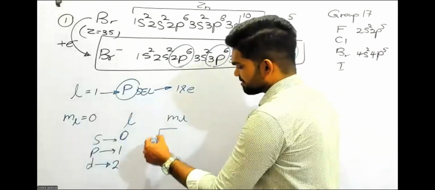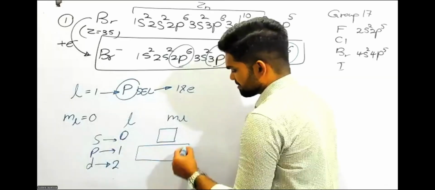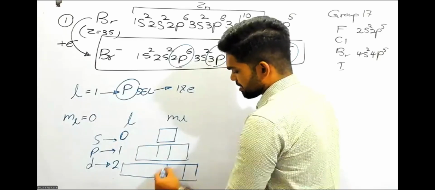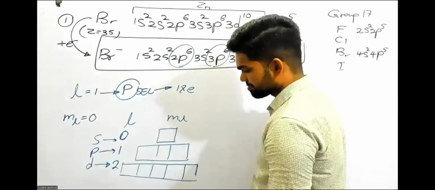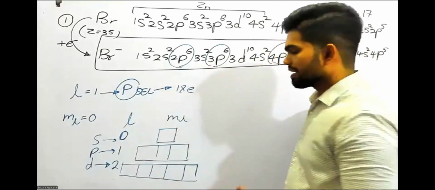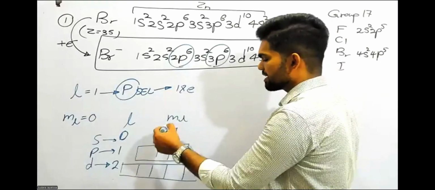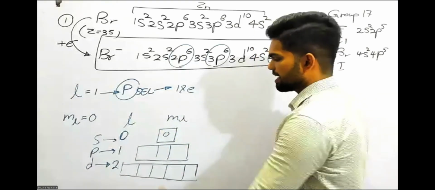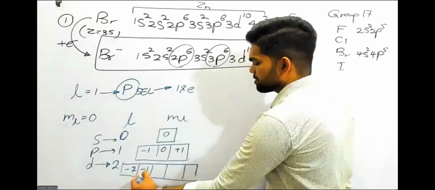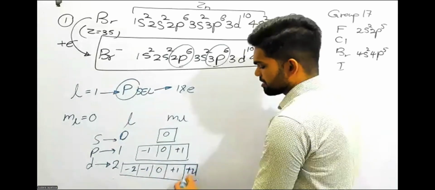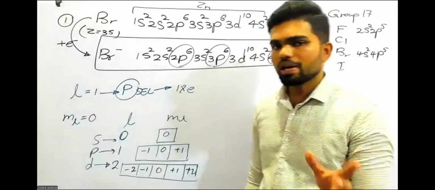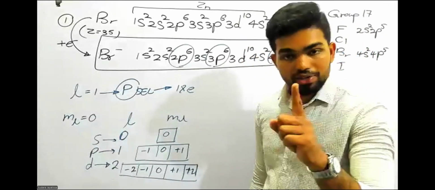For S sub-energy level, you have one orbital. For P sub-energy level, you have 3 orbitals, while for D sub-energy level, how many do you have? You have 5 orbitals. Understand? So for each orbital, we have a number. For the S sub-energy level, the single orbital is named as 0. Here -1, 0, +1. Here also -2, -1, 0, +1, and +2. So now what we can see, basically in any sub-energy level, you have ML equals 0 orbital, 1 orbital.